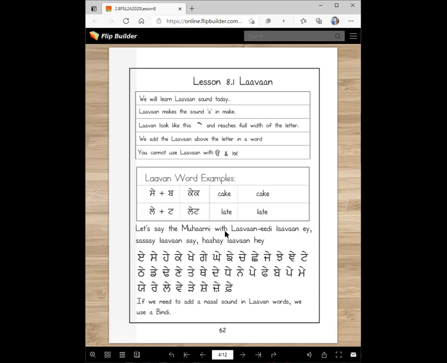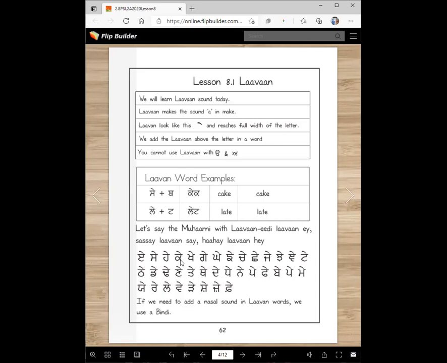Okay, let's say the Moharni with lama. Lama, ed. Lama, ed lama, a. Sasa lama, se. Hahe lama, he. Let's say it. Say it after me, okay? Say a. Ed lama, a. Sasa lama, se. Hahe lama, he.